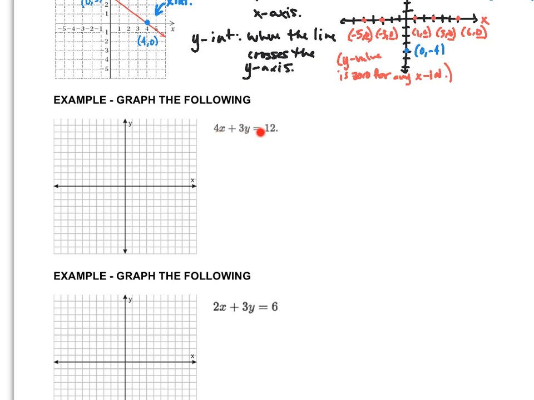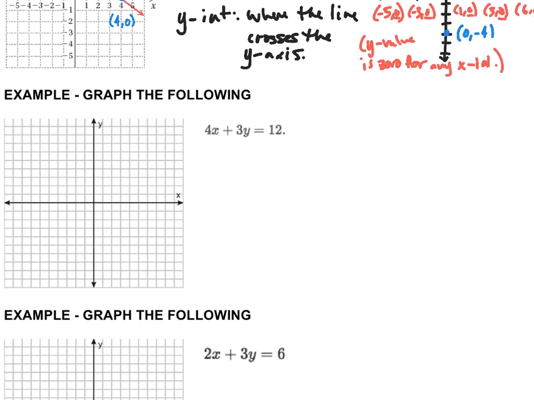In the next section, we'll talk about graphing these in a different way. In 9.1, what we did is we plotted points. We plugged in values for x and solved for y. We can graph the same equations just by finding the intercepts, and it's actually pretty easy to do. So let's jump into that real quick.